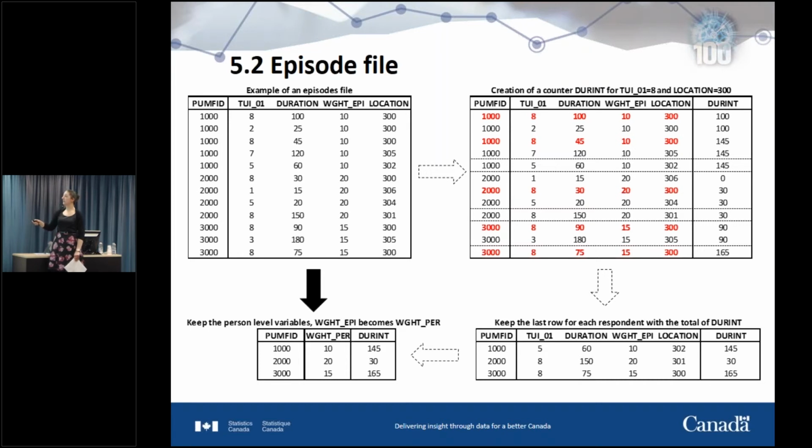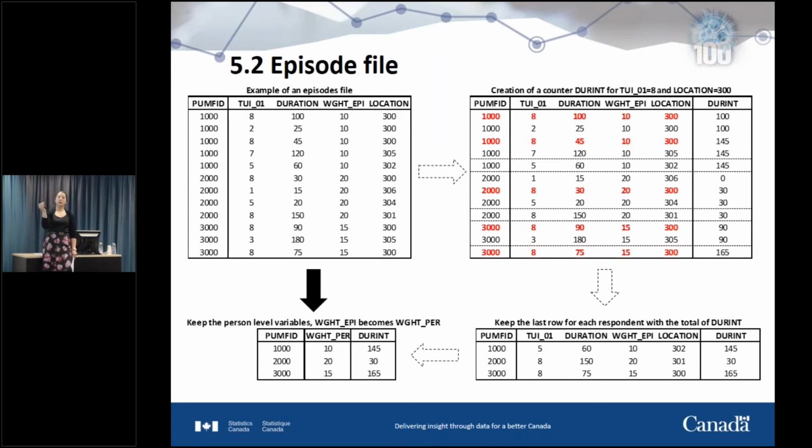So you have an episode file. We see that we have many episodes for the same respondent. In red, you have the episode that we are interested in: paid work at home. We create the counter durand, so we sum up the duration when the episode meets the characteristic we want to look at. And at the end, for each respondent, we have the total. So we keep the last line for each respondent with the total duration.